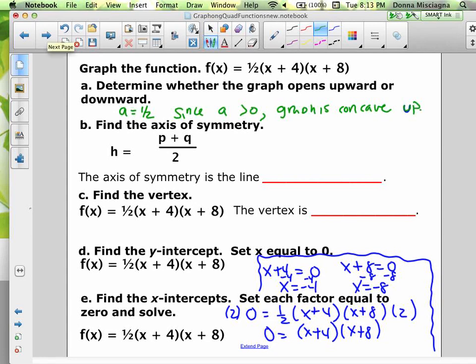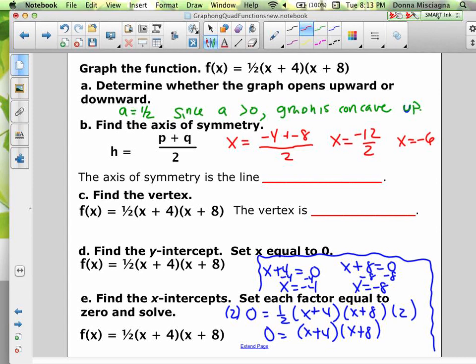We have our x-intercepts. For intercept form, that P and the Q are just your x-intercepts. All right, so the axis of symmetry is just going to be equal to the average of -4 and -8, because the vertex has to be halfway in between. So x is going to be -12 divided by 2, which is -6.